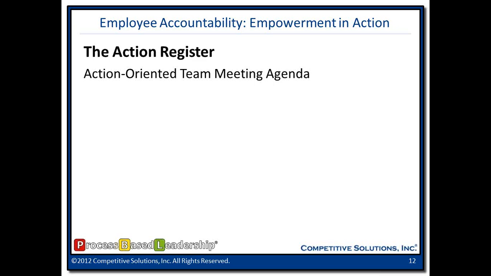And here's an action-oriented team agenda that I share with the organizations that I work with. First one is we're going to pull out that action register I just showed you, and we're just going to go through the actions that have a target date of today. We're not going to spend time looking at the ones that are next week or getting status updates on the ones that are due next month. Just go through the actions that are due that day.